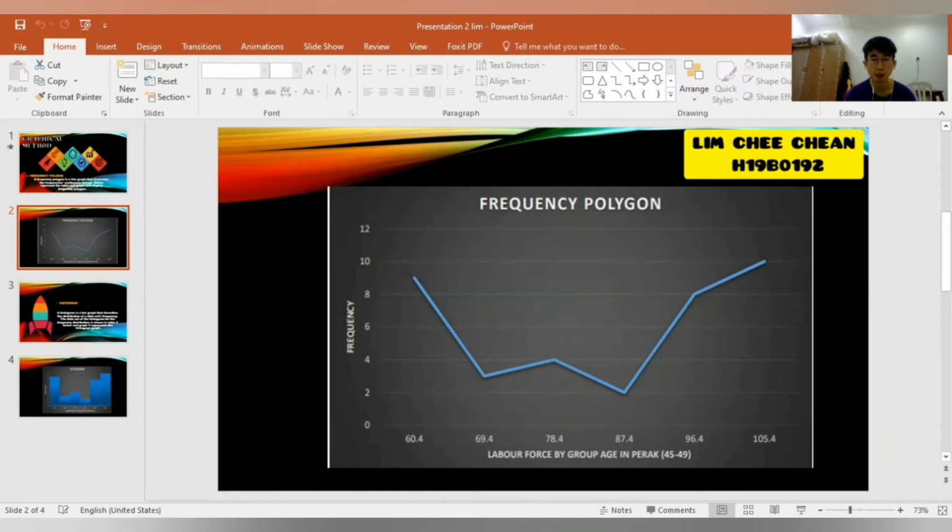The level for the group in Perak from 45 till 49 comes down, then comes up, and comes down and comes up again from 60.4 until 105.4.